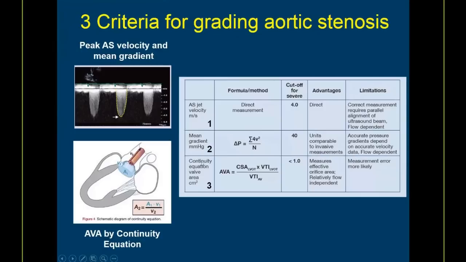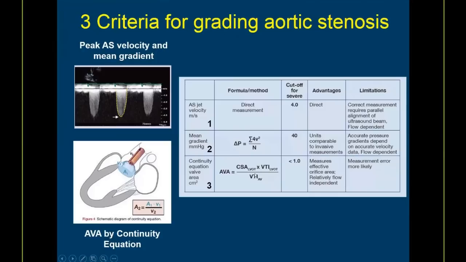Now, each criterion has advantages and disadvantages. For the peak AS velocity, the advantage is that it's a simple, direct measurement. The limitation is that it's important to have correct alignment of the Doppler beam. So you really want a nice parallel alignment of the Doppler beam. That's why we strongly recommend that you get the AS jet in multiple views to get the maximum jet recorded. Also, AS jets are flow dependent. In other words, they're dependent on the loading conditions or the hemodynamic state of the patient at the time of recording.